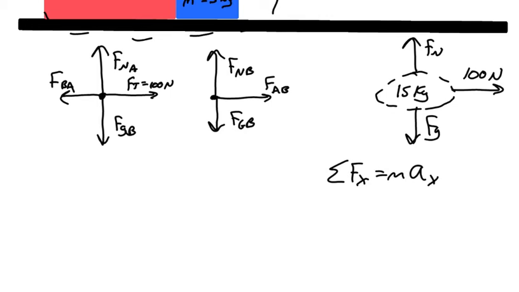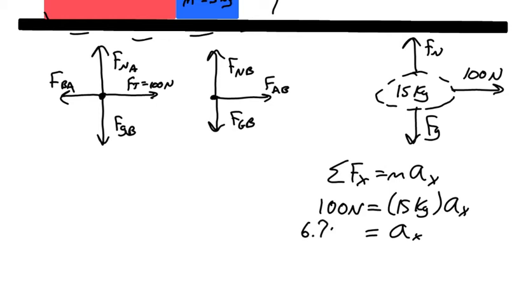My net force is 100 newtons to the right. The mass is 15 kilograms, and the acceleration is what I'm solving for. And so then we do 100 divided by 15, and we get about 6.7 meters per second squared.